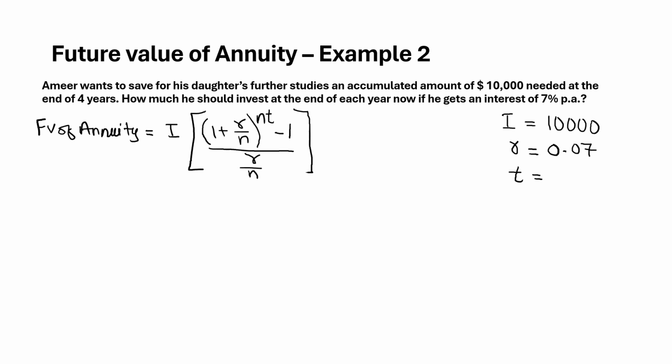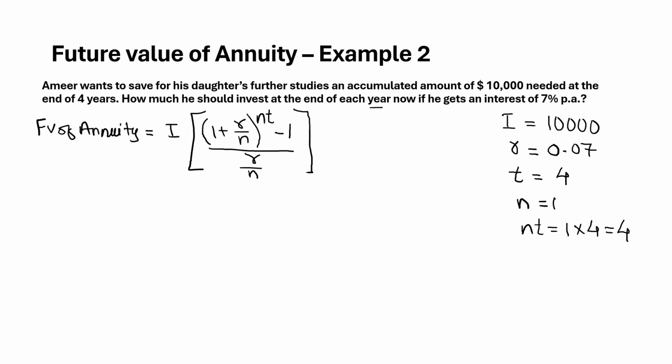Then what is my time period? How much time is Amir depositing? End of 4 years. So T is 4. What is N? Is it yearly or monthly? Remember, if nothing is given in the question, it is each year, but here it is mentioned each year. Even if it is not mentioned, whether it is monthly or quarterly, we have to take yearly. So N is 1. N is 1, T is 4, so my NT will be 4.